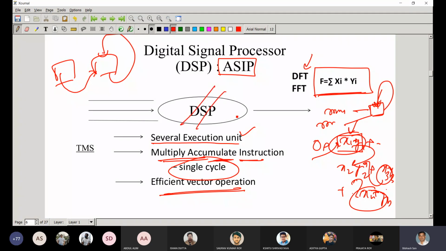So using a DSP you can't do other applications. That is the best example, like the Texas Instruments one that we call TMS. Okay, so you can also follow that.